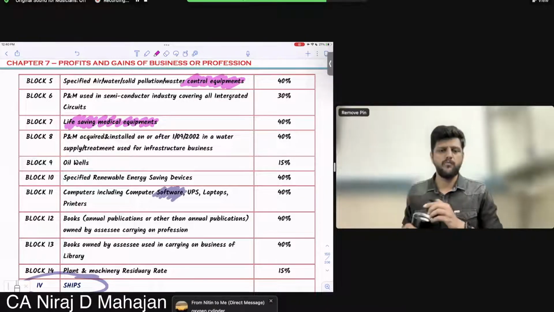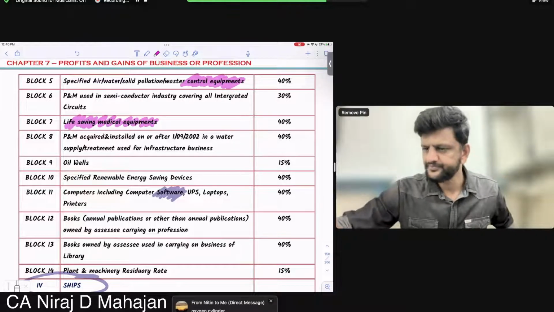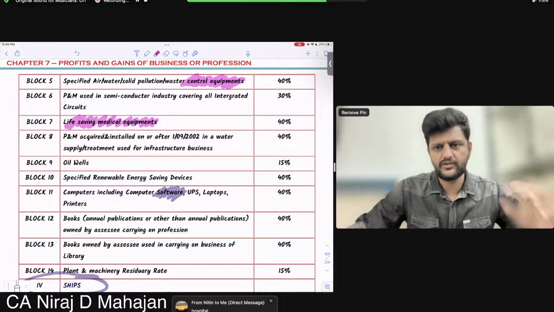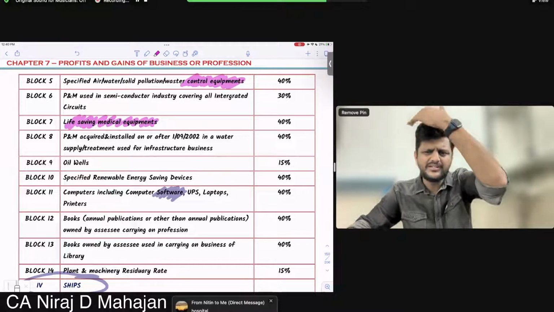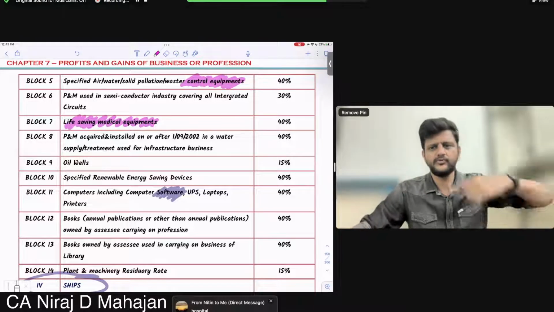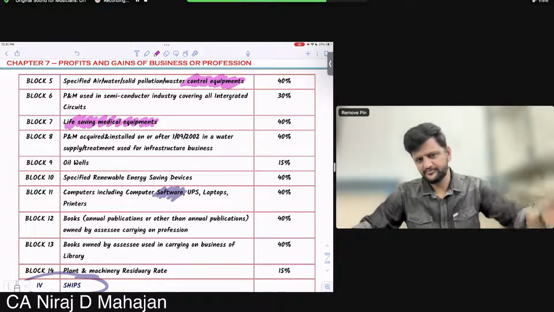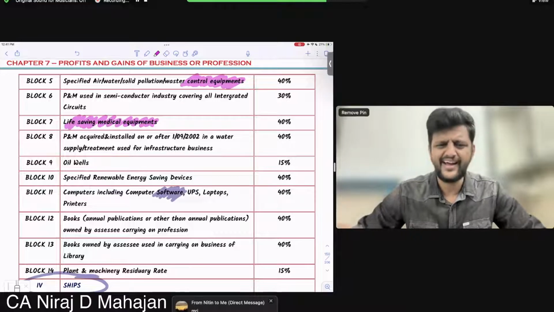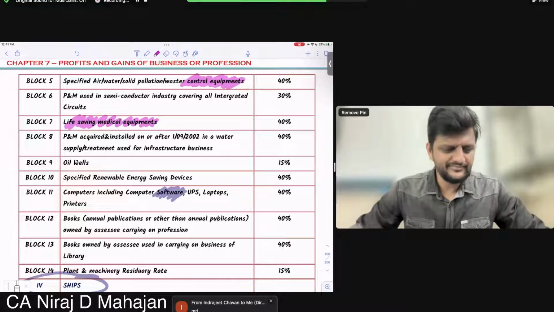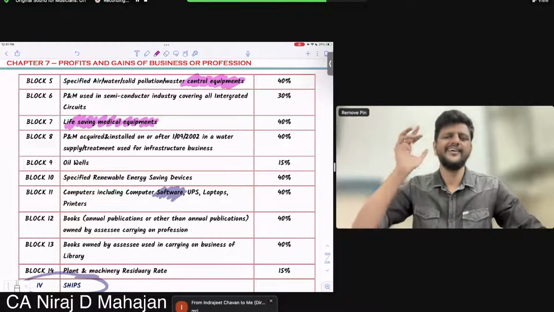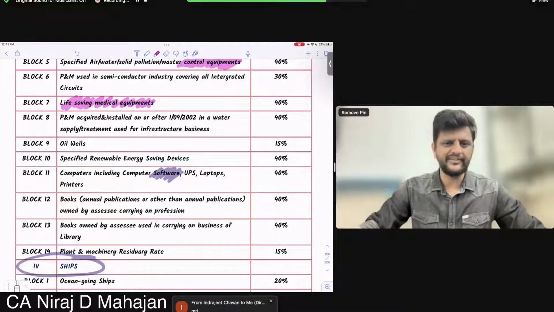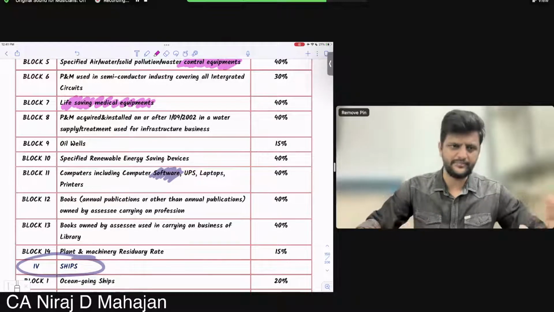Yes. Those who have big machinery in the hospitals for scanning. What is that scanning for the head? You go inside, and they are rotating. You are not rotating, the machine is rotating, scanning your brain. MRI. Correct. Correct, all of you. Basically 40%. Fine. Plant and machinery acquired and installed after 31st March for water supply and water treatment, 40%.